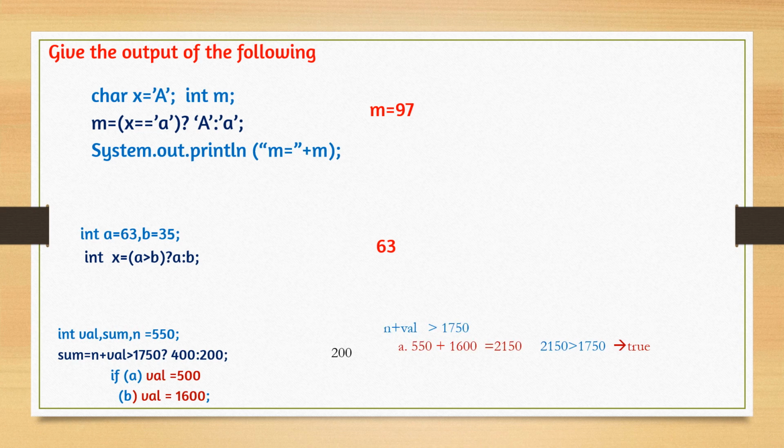So here, see the condition we are evaluating. n is 550, n plus val, that means 550 plus 1600. It is 2150, and it is greater than 1750, so the condition is true. That means 400 will go to the variable sum. So like this we have to analyze the ternary operator.